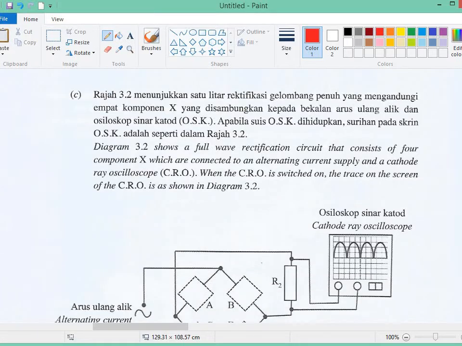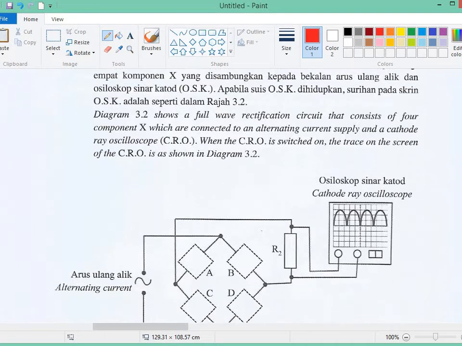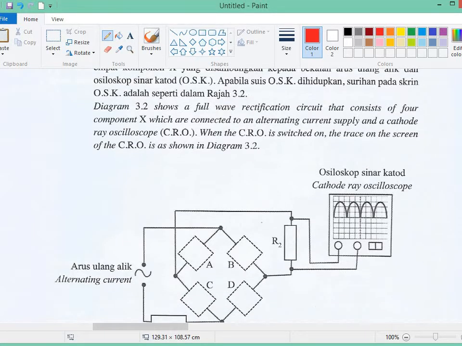Okay, next. Diagram 3.2 shows a full wave rectification circuit that consists of 4 component X, which are connected to an alternating current supply and a cathode ray oscilloscope. When the cathode ray oscilloscope is switched on, the trace on the screen of the cathode ray oscilloscope is as shown in diagram 3.2.